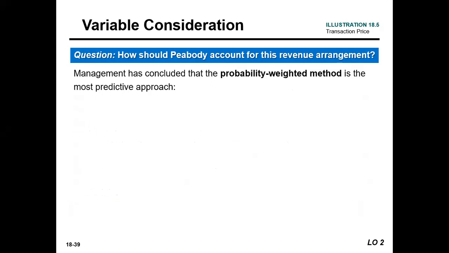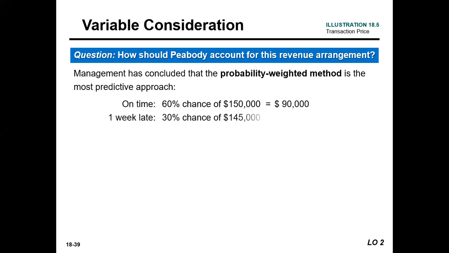So management has concluded that the probability weighted method is the most predictive approach. So on time, that is a 60% chance of 150,000, around 90. If 1 week late, that's 30% of 145,000, that's 43,500. How did we get 145,000? Let me finish. And a 10% chance of 140.